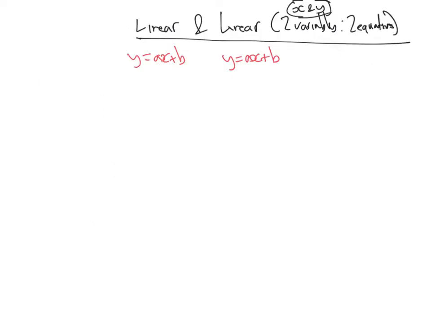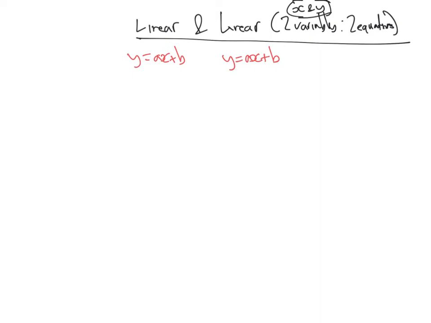So let's apply our idea of visualizing simultaneous equations to what we already know, linears and linears. So in a linear and a linear system of equations, we have two variables, which are x and y, and that requires two equations involving x and y to be able to solve them.